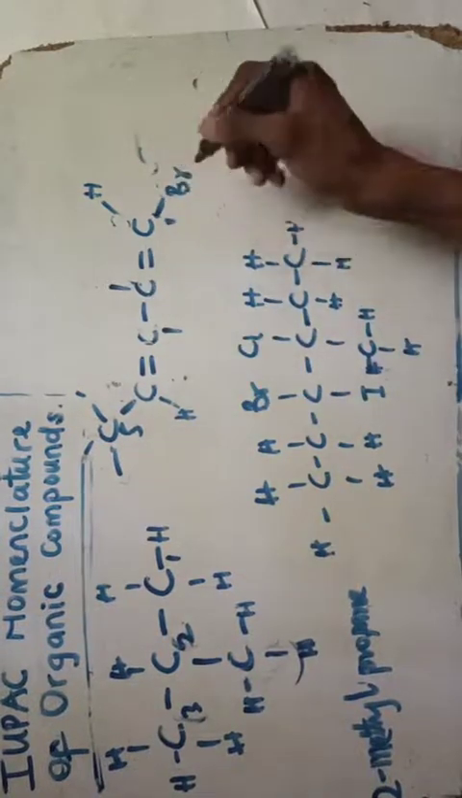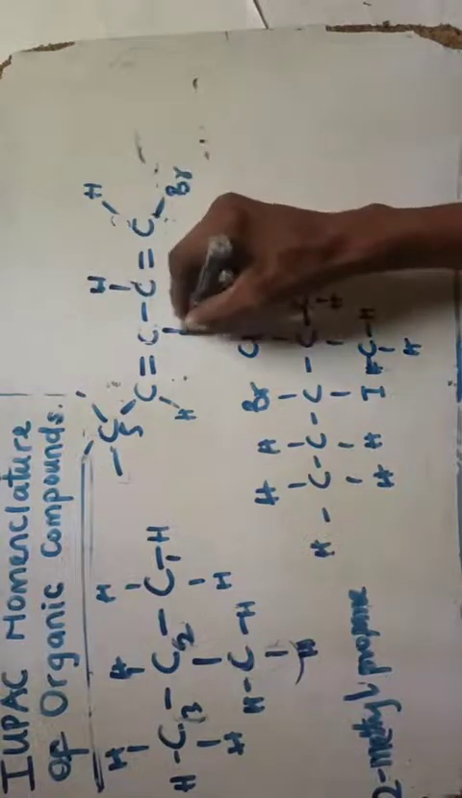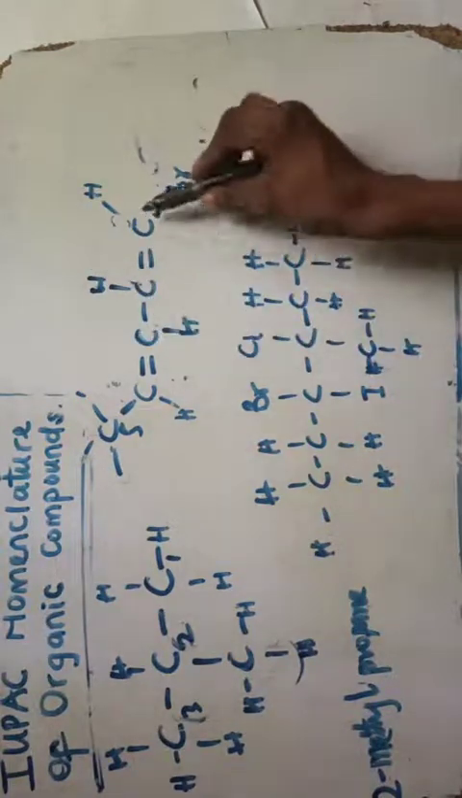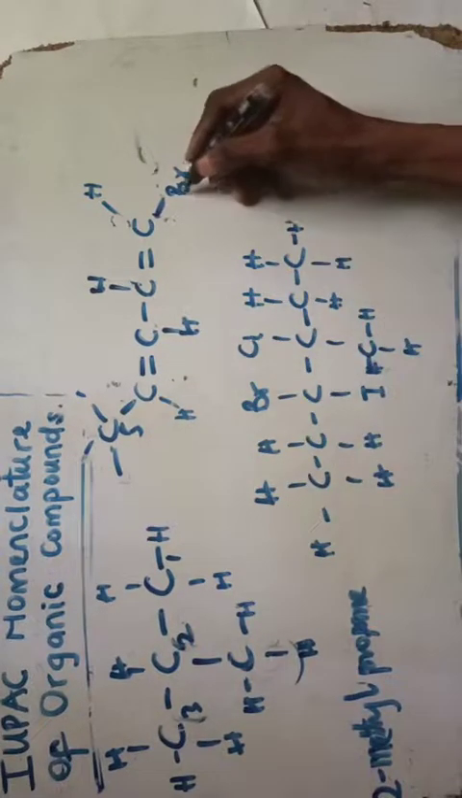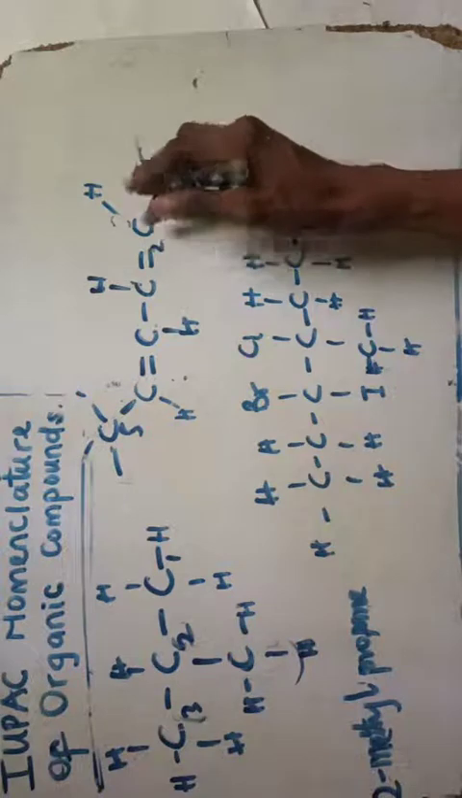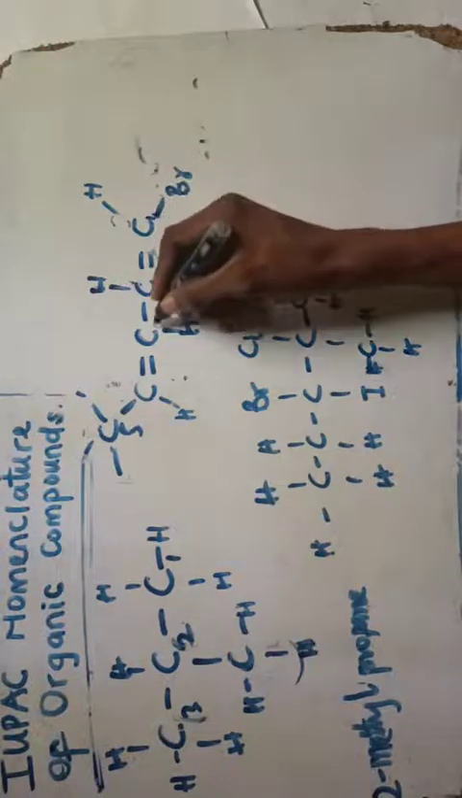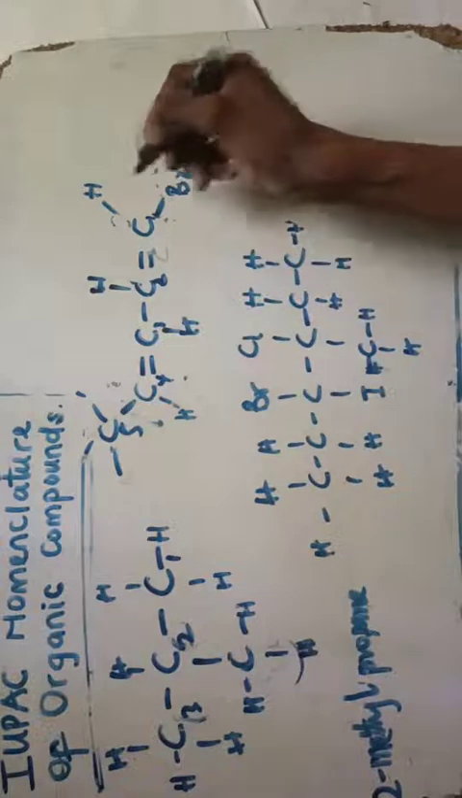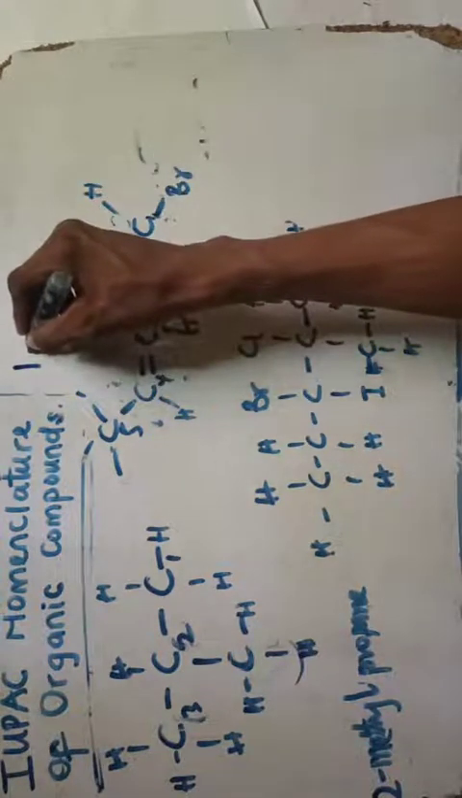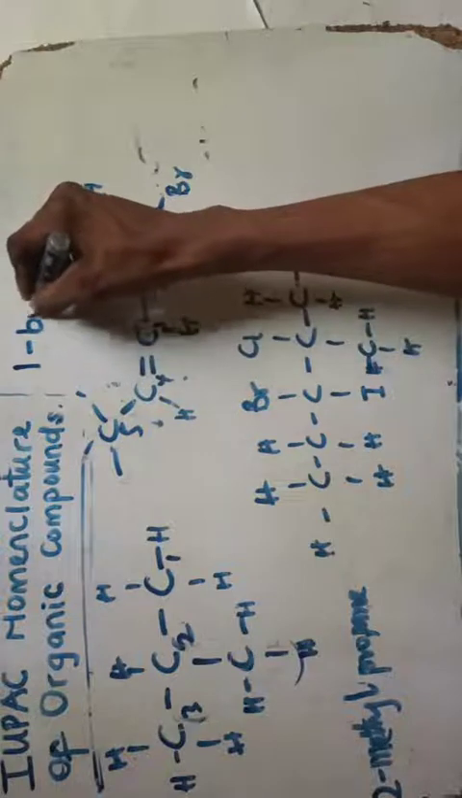So I'm gonna have bromo, hydrogen. So I can have what? 1, 2, 3, 4, 5. That is the longest chain, pentane, and I have diene there. Okay, and I have bromo in number 1, 1, 2. So that is 1, 2, 3, 4, 5. So I can have it as what? Bromo is number 1. That is 1 bromo.